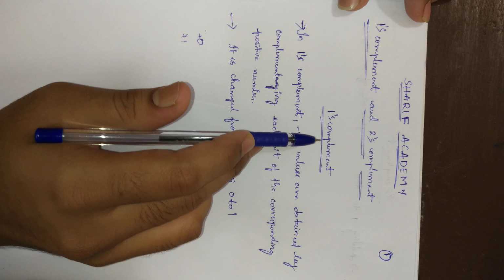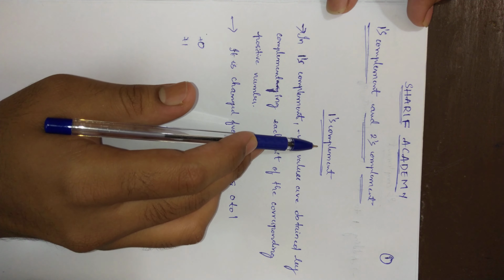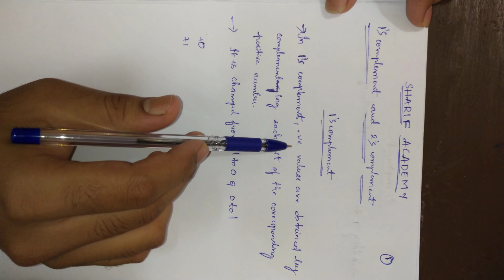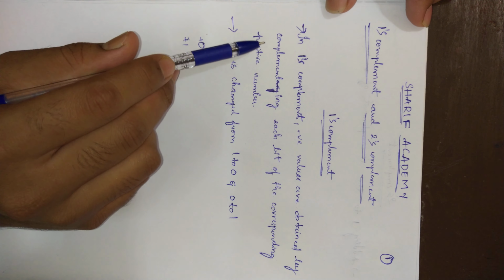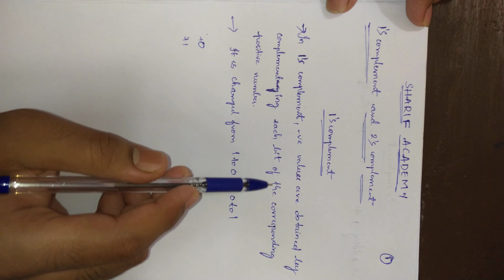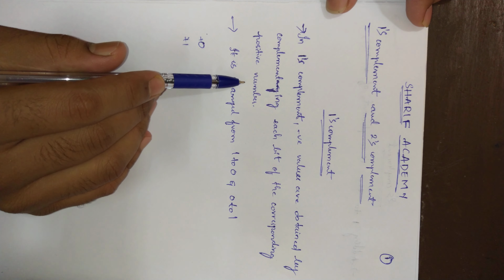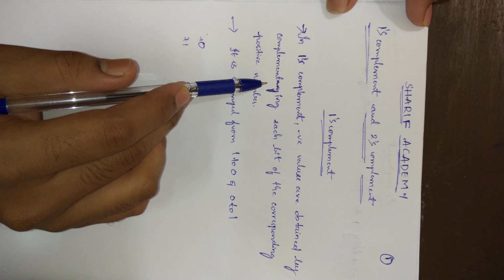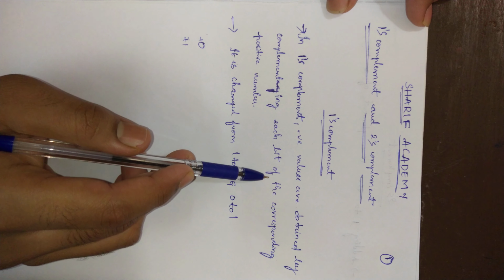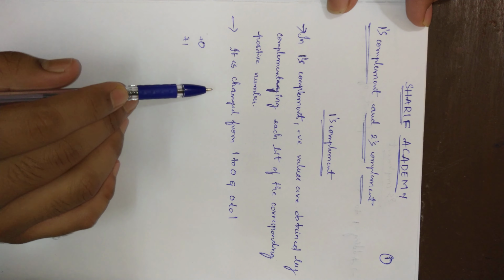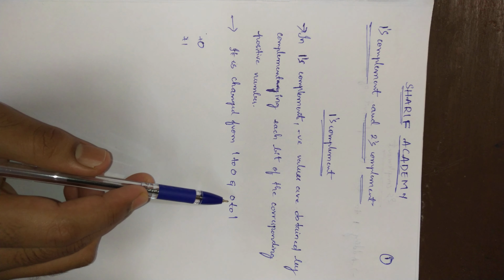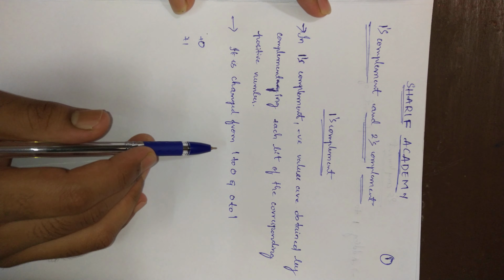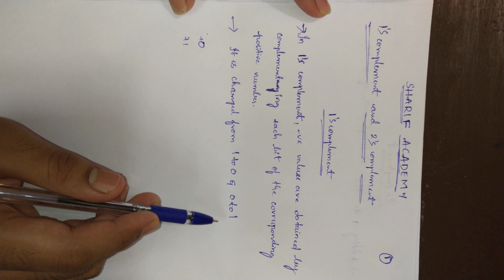Yes, now here we are going to tell you about one's complement. What is one's complement? What are we going to do in one's complement? In one's complement, negative values are obtained by complementing each bit of the corresponding positive number. Once again I am telling, in one's complement, negative values are obtained by complementing each bit of the corresponding positive number. It is changed from 1 to 0, 0 to 1. Here complement itself you can understand is changing from 1 to 0 and 0 to 1.